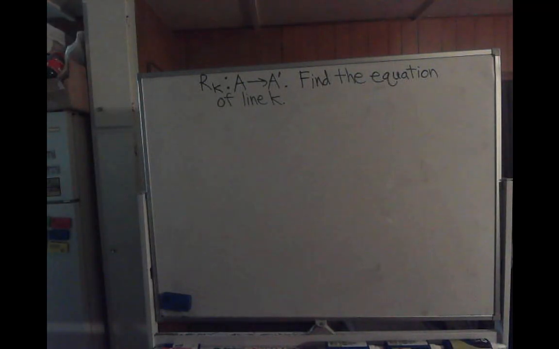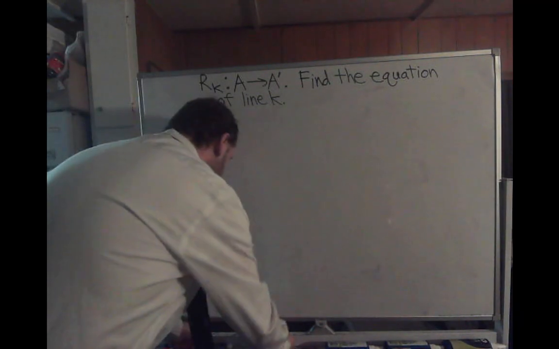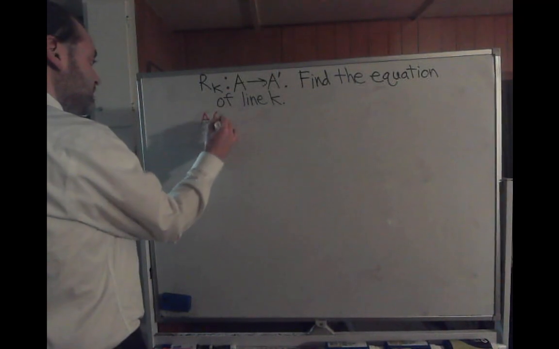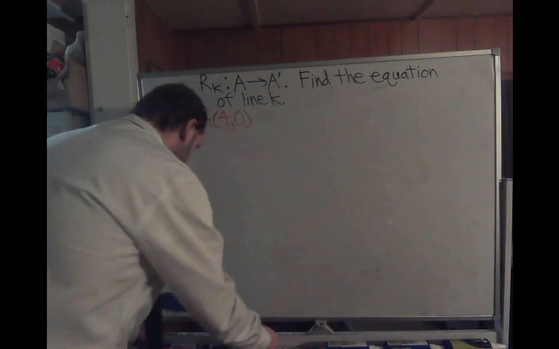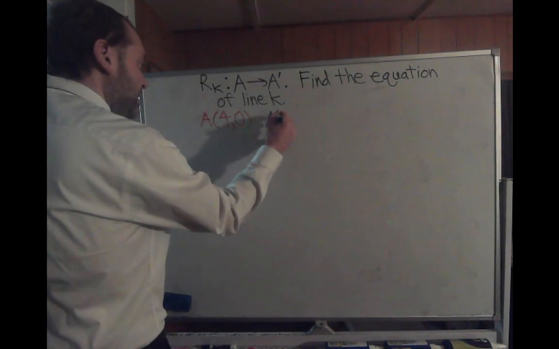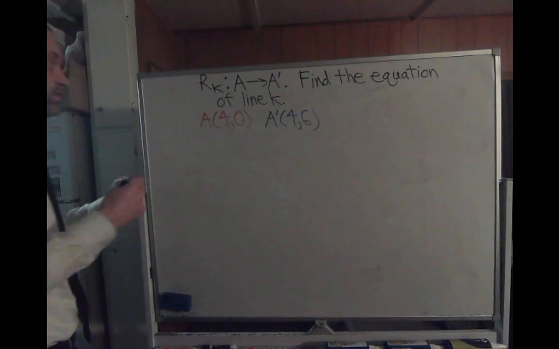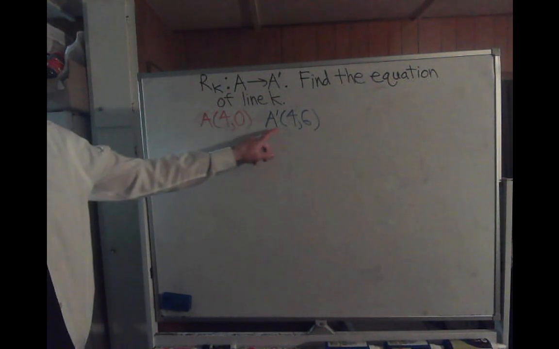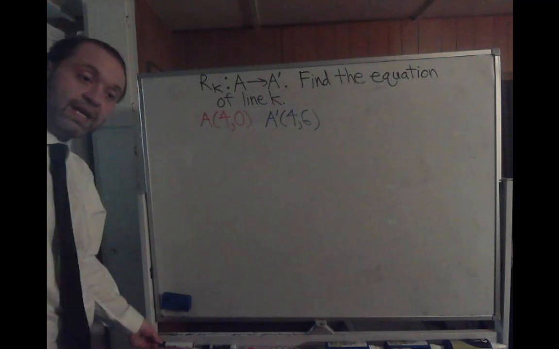Alright, let's do this one. You have an A at (4, 0). You have an A prime at the point (4, 6). So the reflection through line K of point A at (4, 0) yields the A prime of (4, 6). We need to find the equation of that line K.